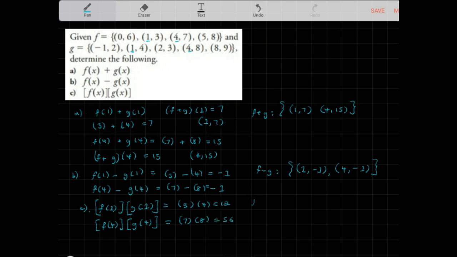Okay, so in this set, f times g, you can have the points 1 and 12 and 4 and 56. Okay, so that's how we can combine functions by using a variety of different operations.